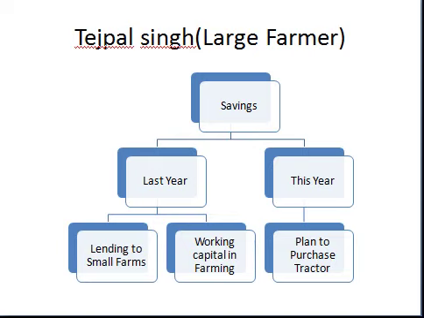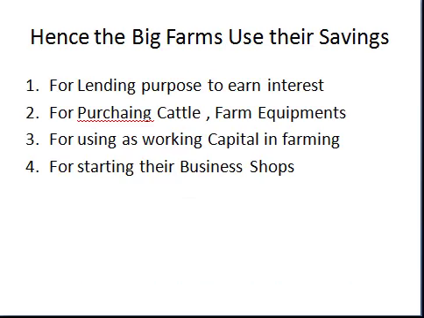Now the question arises in the mind, what does Tejpal Singh do with his earning? What does he do with so much money? Last year he put most of the money in his bank account. Then he used his savings for lending purposes, like to the farmers, Savita and these people, he used money from his savings to give them loans. He also used part of the savings as working capital in the farming for the next season, and this year Tejpal Singh wants to purchase a tractor.